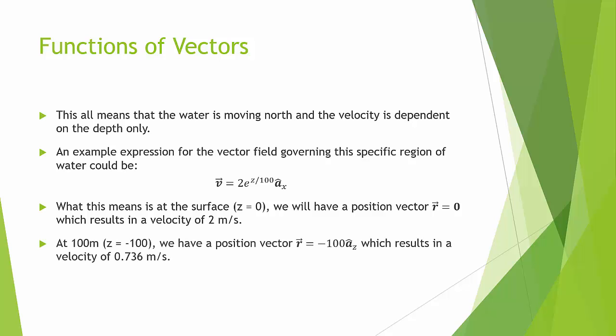But what if we change our depth to 100 meters? So now z is equal to negative 100. Our position vector now is going to be some arbitrary x value, some arbitrary y value, which once again we don't care about because the governing equation has no dependence on x and y. If we plug in this negative 100 to our equation, we're actually going to get a velocity of 0.736 meters per second.